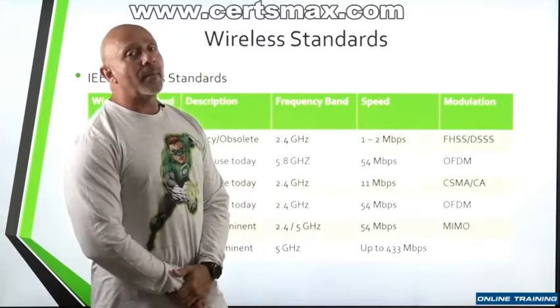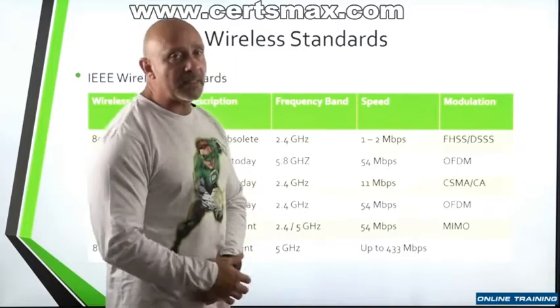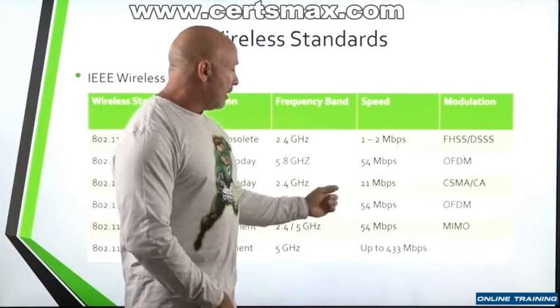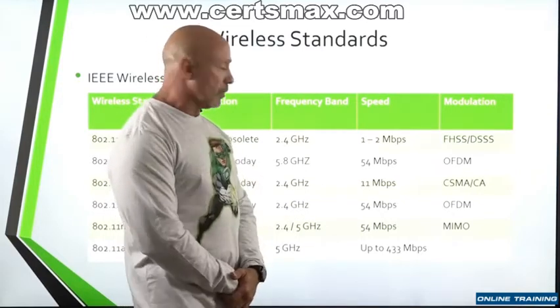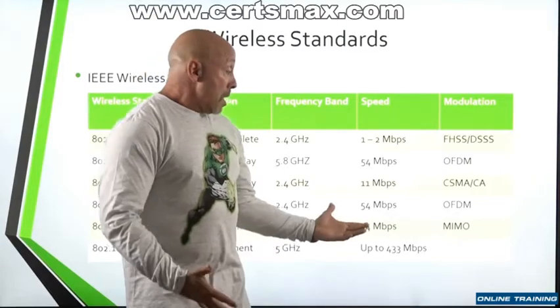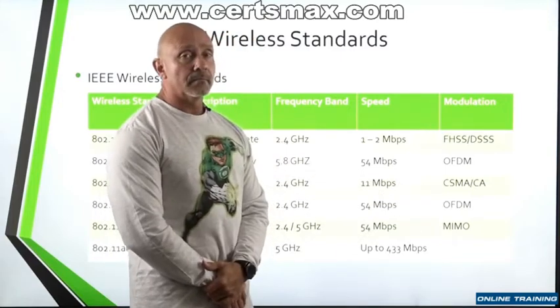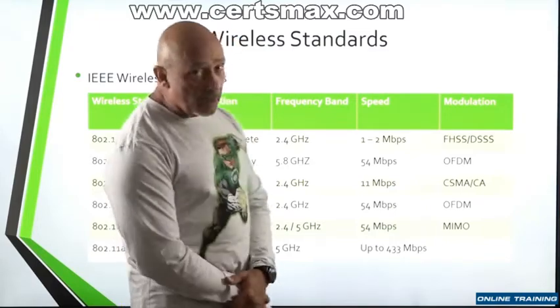All right. So they made an improvement. They went to G. Why they skipped C, D, and E? I don't know. But they went to G. 11 megabits per second, 54 megabits per second, sorry. 54 megabits per second, 11 to G. Now we got the speed back up because they changed the modulation type.